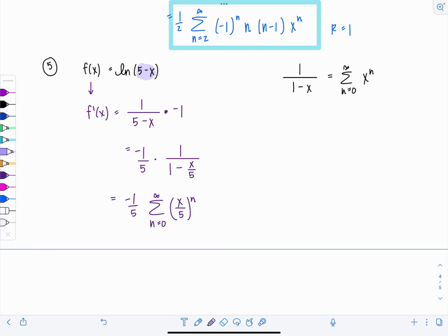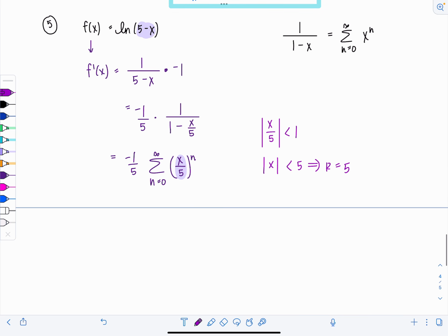If you want the radius of convergence right now, let's do it. So we require the absolute value of x over 5 to be less than 1, which means the absolute value of x is less than 5. So the radius is 5. Okay?